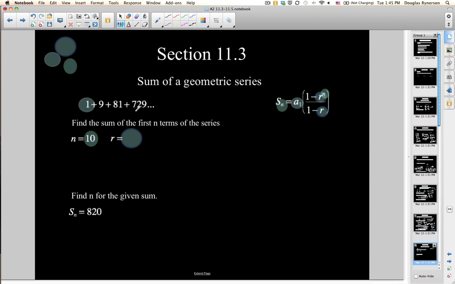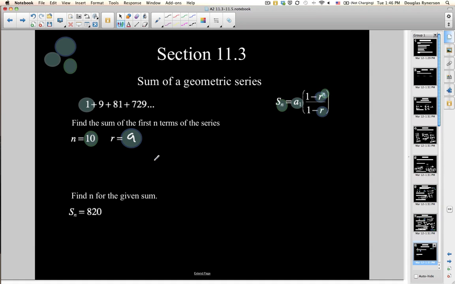Okay, we also want to find the sum of a geometric sequence. It's slightly different. We still know that the sum of n terms, so what we're talking about, we'll take the first term times 1 minus r to the n power over 1 minus r. So in this case, I want to find the sum of 10 terms, and I want to find the common ratio. 9 divided by 1 is 9. 81 divided by 9 is 9. So I can go ahead and put 9 in there.